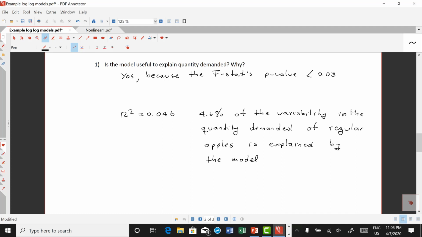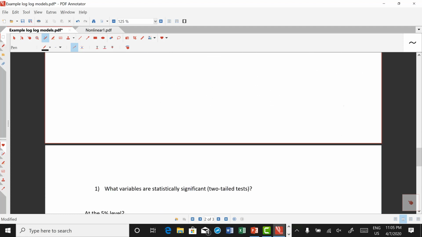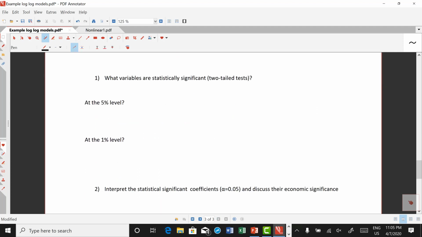Okay, so notice that here the dependent variable is really the log, but usually you don't say that 4.6% of the variability in the log of the quantity demanded is explained by the model. We just talk about the name of the original variable. And I wanted to make that point here. Okay, so let's continue.